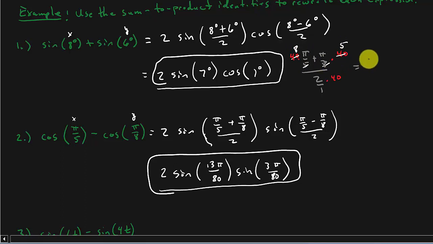And so this is going to be 8 pi plus 5 pi over, 40 times 2 is 80. 8 pi plus 5 pi is 13 pi over 80. And that's where the 13 pi over 80 comes from. And then the other one would be similar. Okay, I'll leave that one for you to practice.